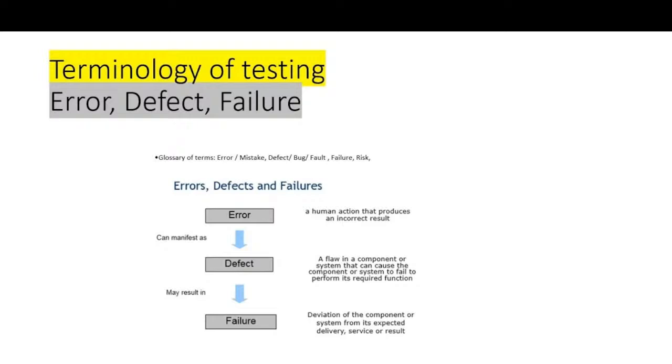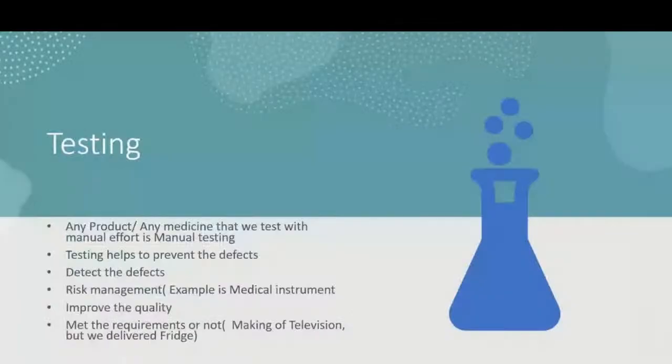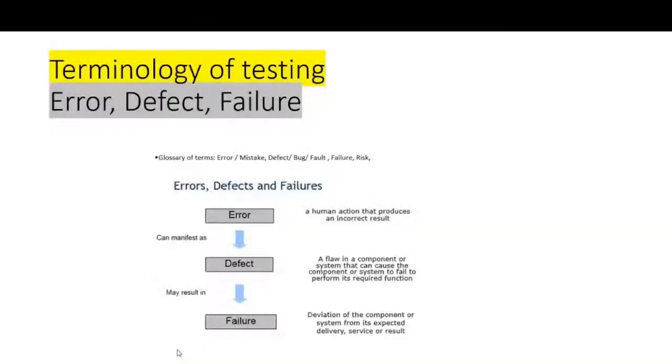Here we have seen an example where the requirement is to make a television, but what we delivered is a fridge. So what is happening? It is a human error. The developer has a responsibility. He was supposed to deliver a television, but he delivered a fridge. That is a human action that produces an incorrect result. Rather than giving a TV, he gave you a fridge. That is called an error.